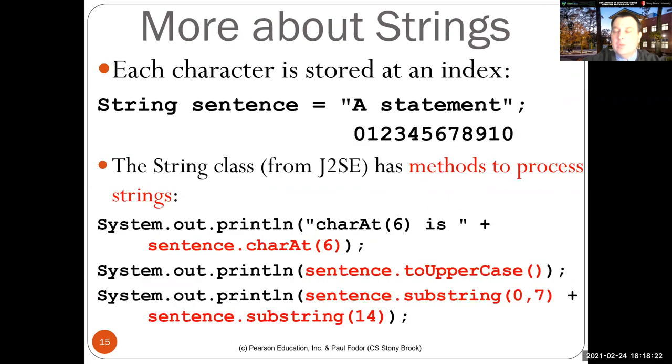And the meaning of that is that when you create a string, the string variable is a reference, an address. For instance, if you have sentence, sentence will be the address of an object that contains the string. In this case, a statement is the string. Every character in that string can be addressed using an index. The indices start from zero for the first character, and then every other character is incremented by one. So in this case, this has 11 characters.